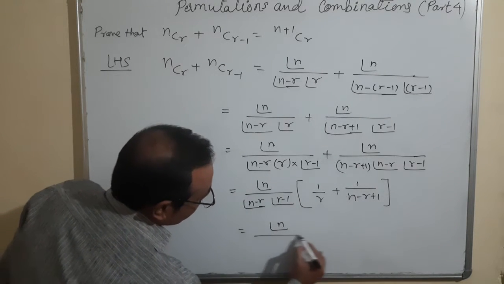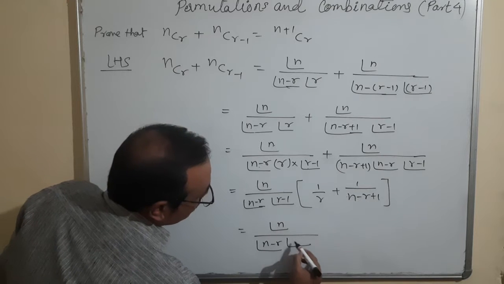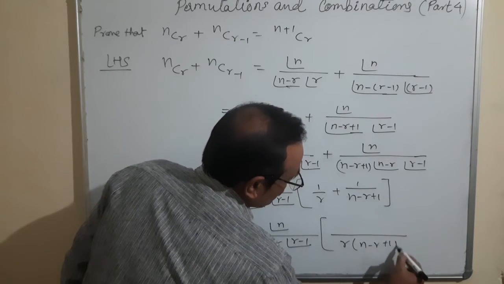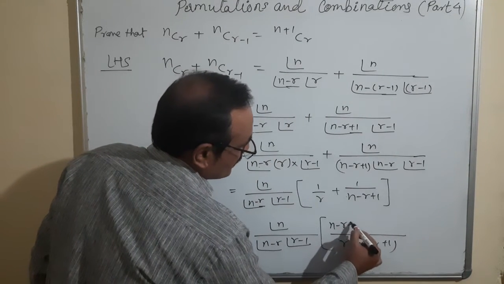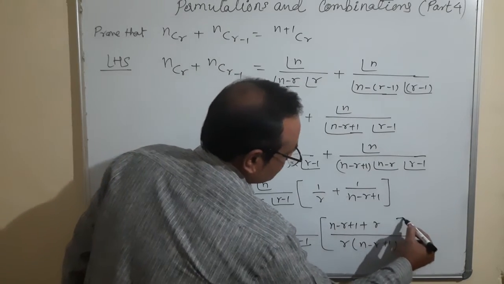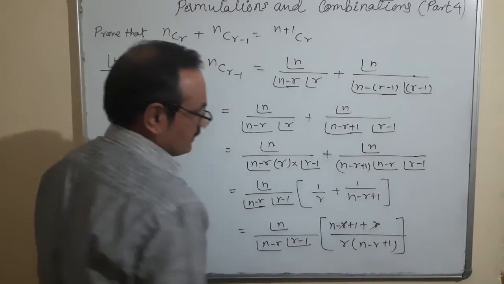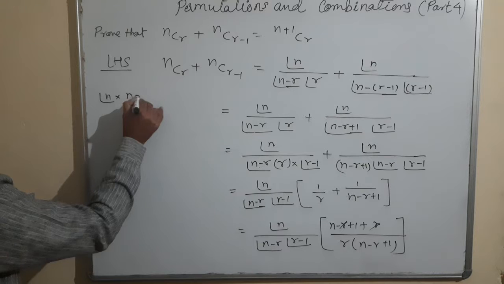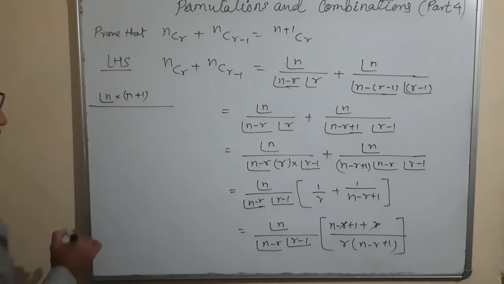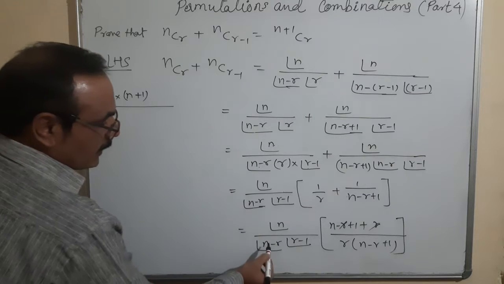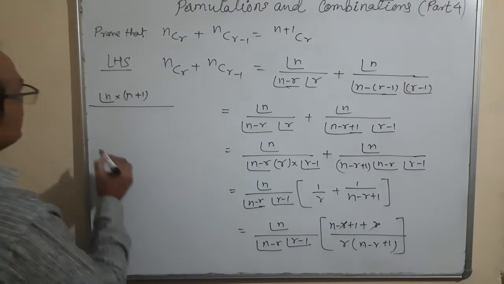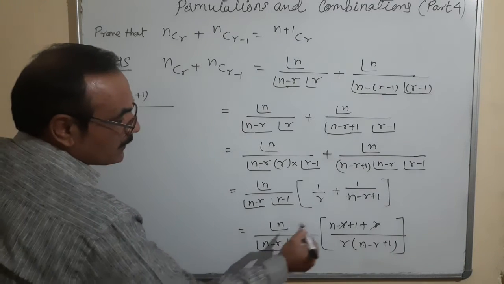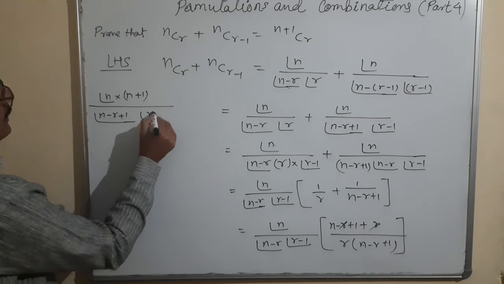Factorial n upon factorial n minus r, factorial r minus 1, r into n minus r plus 1, n minus r plus 1 plus r. Okay, r cancels. It is factorial n multiplied by n plus 1 upon n minus r, and it is n minus r plus 1. So I write here n minus r plus 1 and r minus 1 factorial multiplied by r, factorial r.